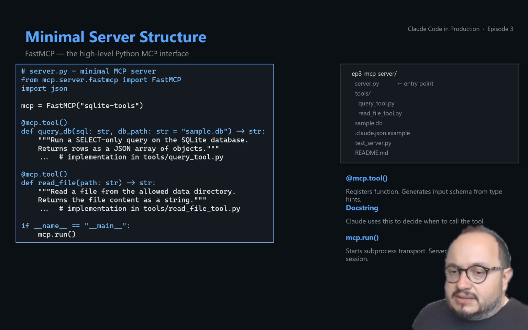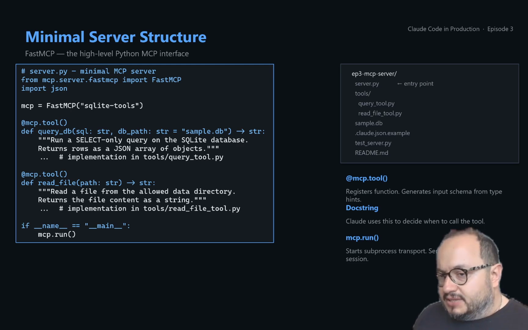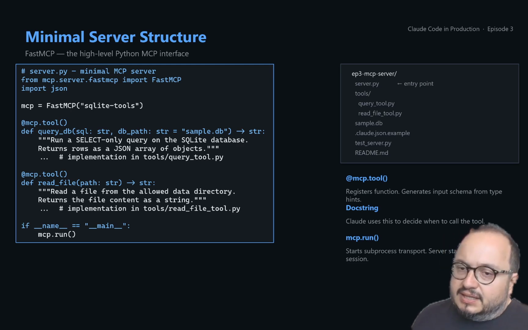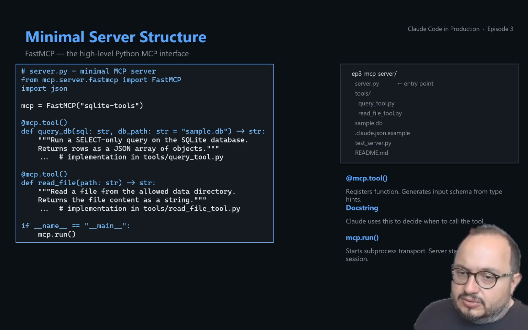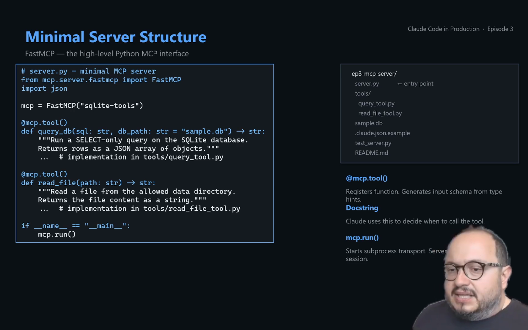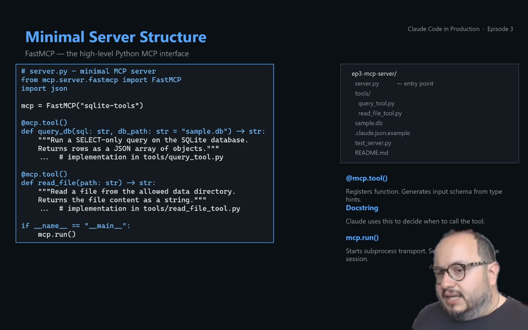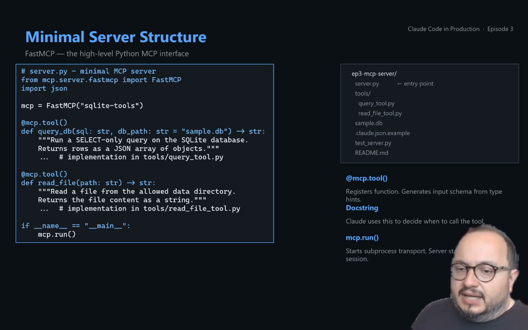The server runs as a subprocess that Claude Code manages. When Claude Code starts, it launches all registered MCP servers and keeps them running for the session. When the session ends, Claude Code kills the process. This means your server code runs continuously. It is not a one-shot script. Any global state you set up in the server persists for the session.